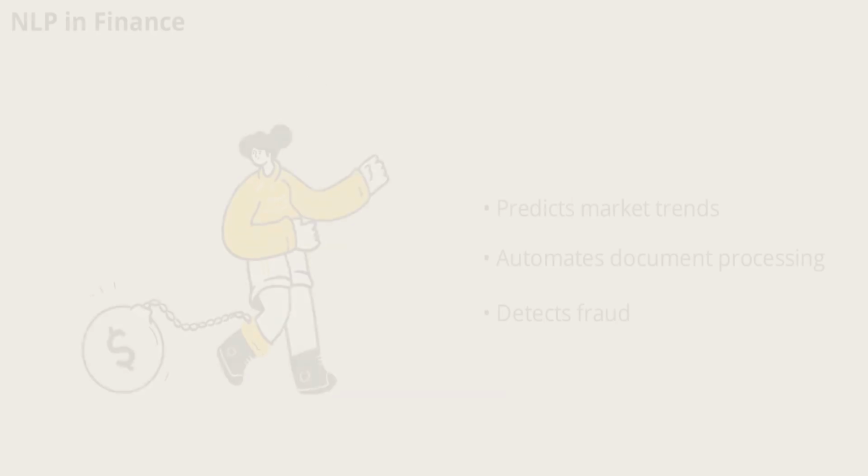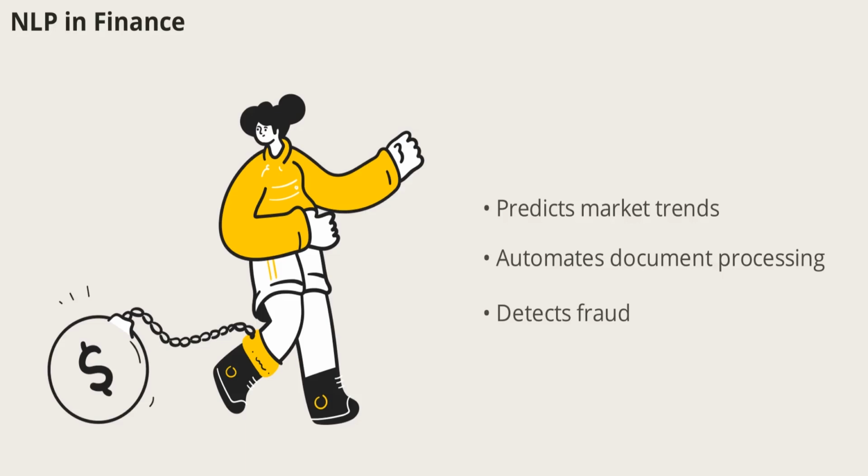In finance, NLP is used to analyze news, reports, and social media to predict market trends and manage risks. Financial institutions rely on NLP to automate document processing, detect fraud, and provide better customer service. The ability to process vast amounts of unstructured data gives organizations a competitive edge.